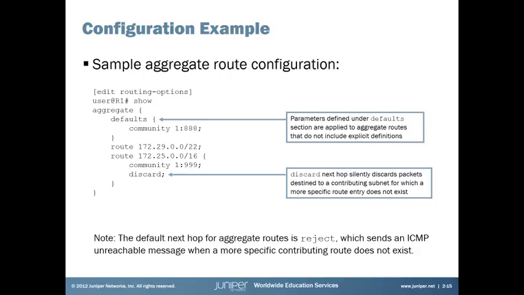Okay, here's a sample aggregate route configuration. We have edit routing options, and we are under aggregate. We've set up some defaults on our aggregate route. This community term here is a BGP attribute. So immediately I know I'm talking about an ISP situation here, and we're looking at BGP protocols. I have two aggregate routes here, in fact: 172.29.0.0/22 and 172.25.0.0/16. I'm putting a community parameter on the second one, and I've got the discard parameter. Discard will silently discard the packet destined for a contributing subnet for which a more specific route does not exist. We'll get into that in a little more detail. All right.